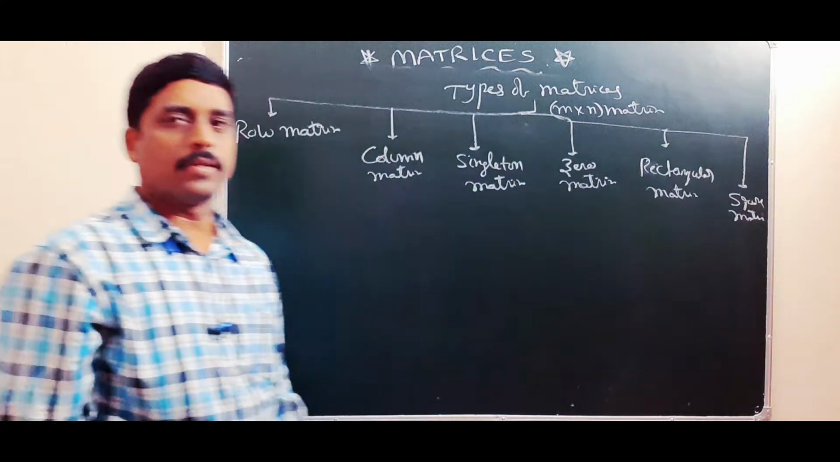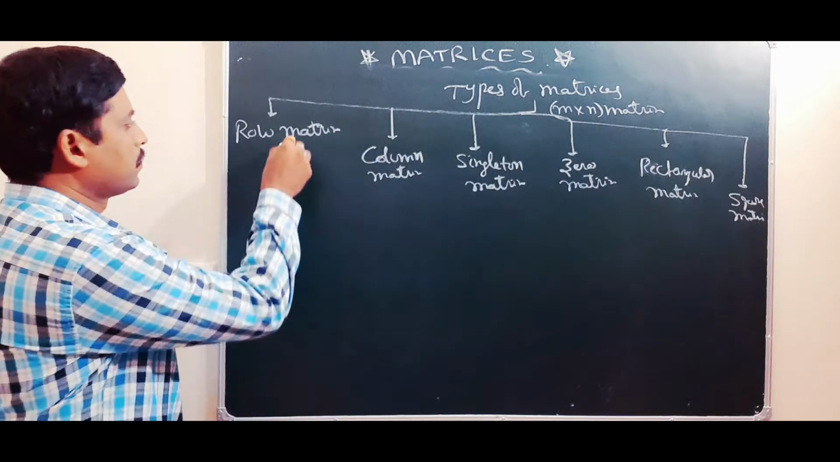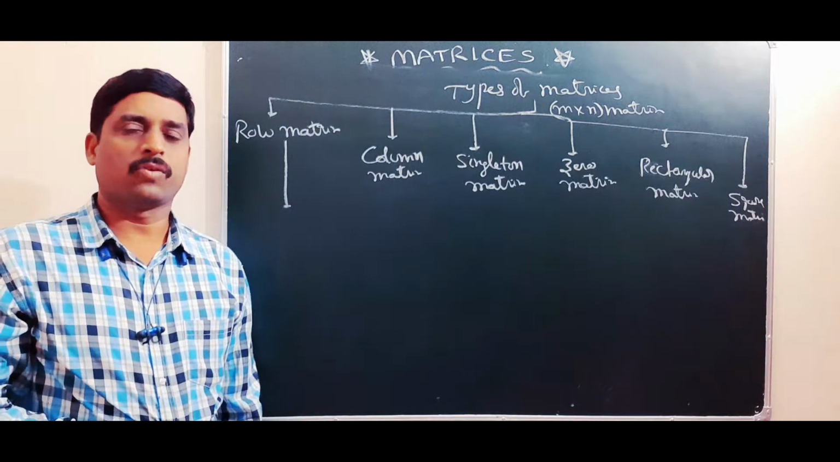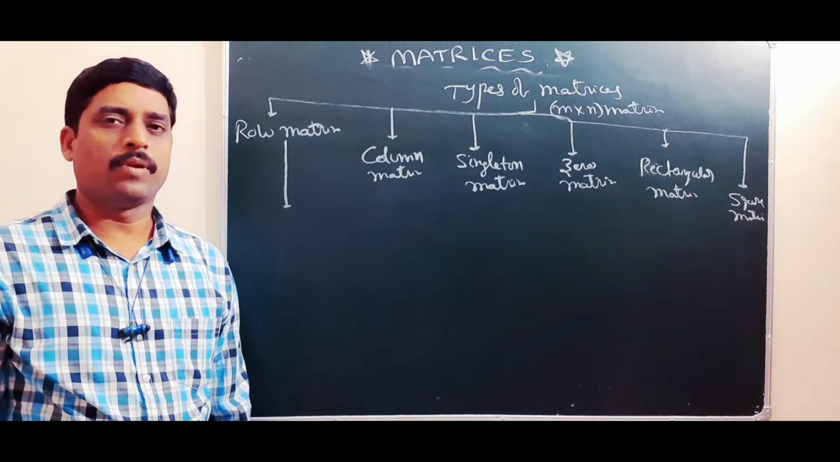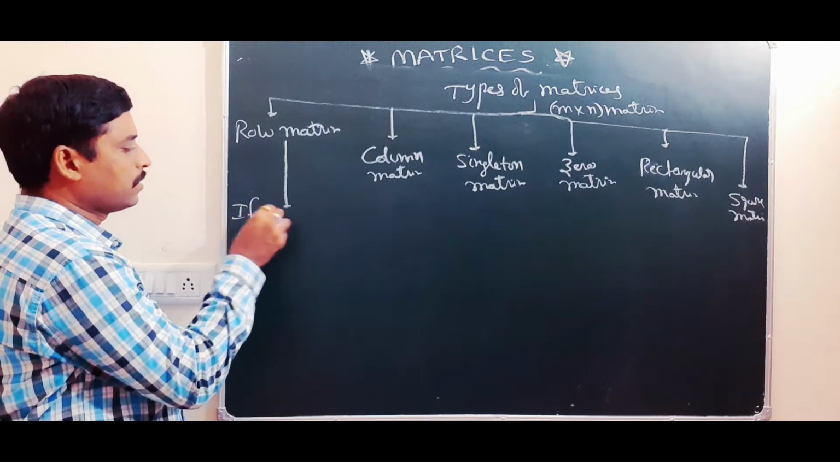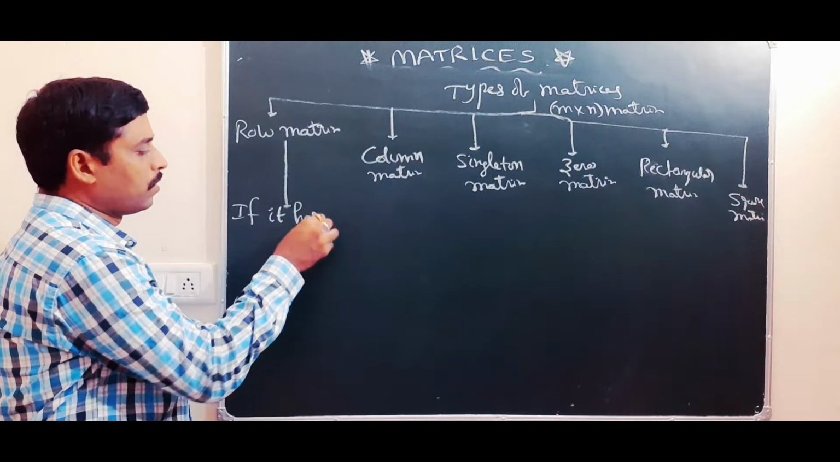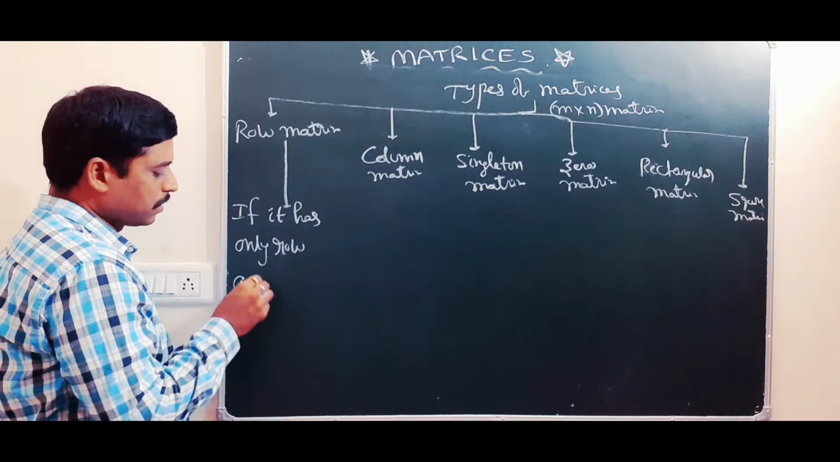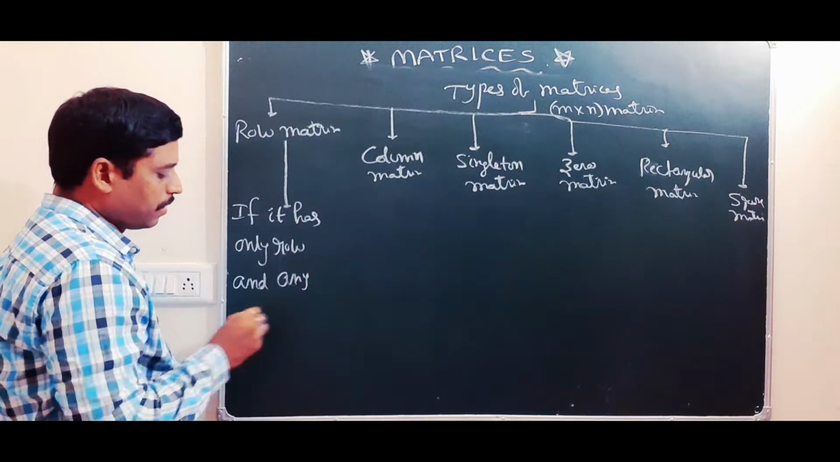Okay, what is a row matrix? A matrix is said to be a row matrix if it has only one row and any number of columns.